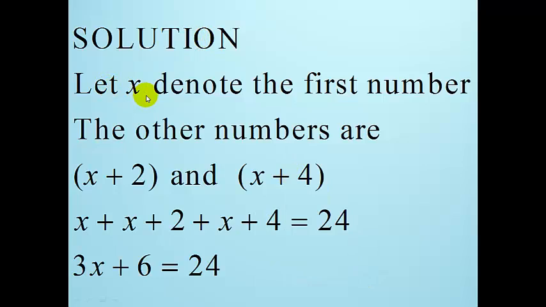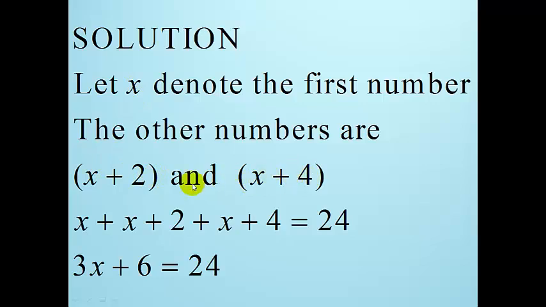Solution. Let x denote the first number. So the other numbers are x plus 2 and x plus 4. This is because if the first number is x, the second number will be x plus 2, because even numbers differ by 2. When we add 2 to x plus 2, we have the third number, that is x plus 4. It means that the 3 consecutive even numbers are x, x plus 2, and x plus 4.